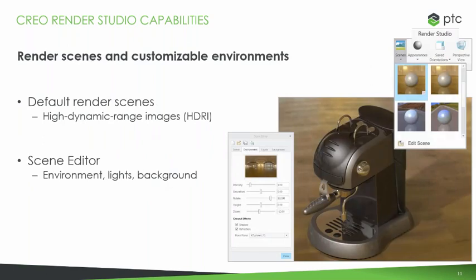We also have access to render scenes and customizable environments using high dynamic range images, or HDRI. Within Render Studio, we include some out-of-the-box scenes that you can use, or you can use an online library for these types of images. If you have the equipment, you could also create those images yourself and simply upload them into Render Studio to use. Once we have the scene, we can begin making edits to things like the background, rotation of the scene, lighting, adding in shadows, and much more.